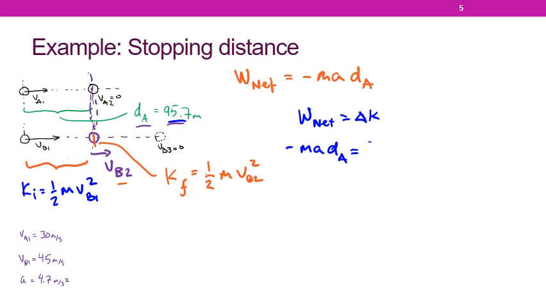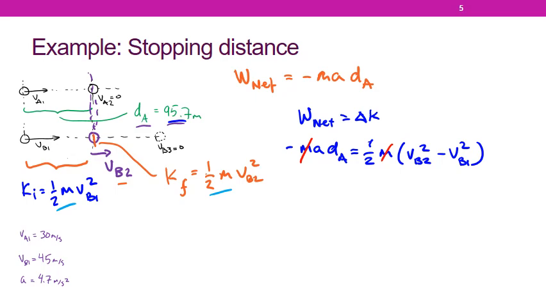I'm going to notice that there is a factor of 1/2 mass in both of these, and so I'm going to factor that out. 1/2 my mass times my final velocity VB2 squared minus my initial velocity VB1 squared. And once again, we're rewarded for solving things algebraically because the mass drops out of both sides, I notice. Both sides have mass, it cancels out.